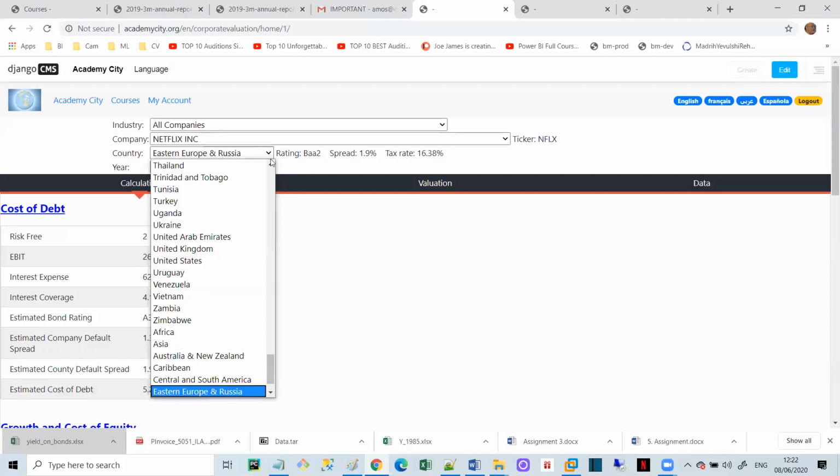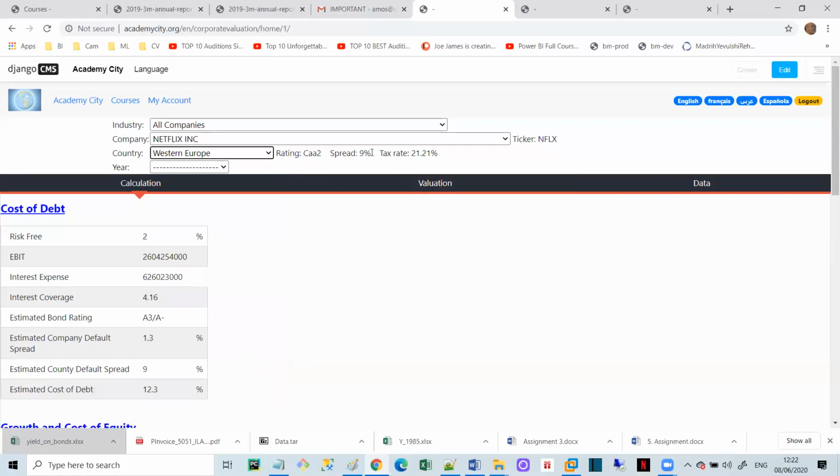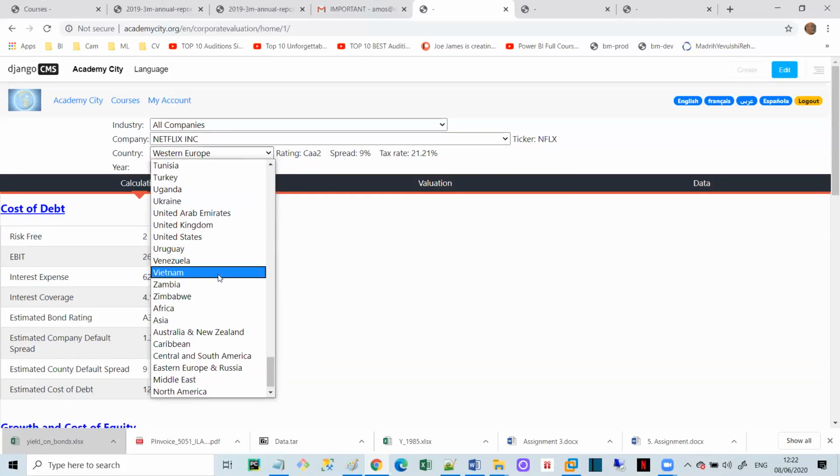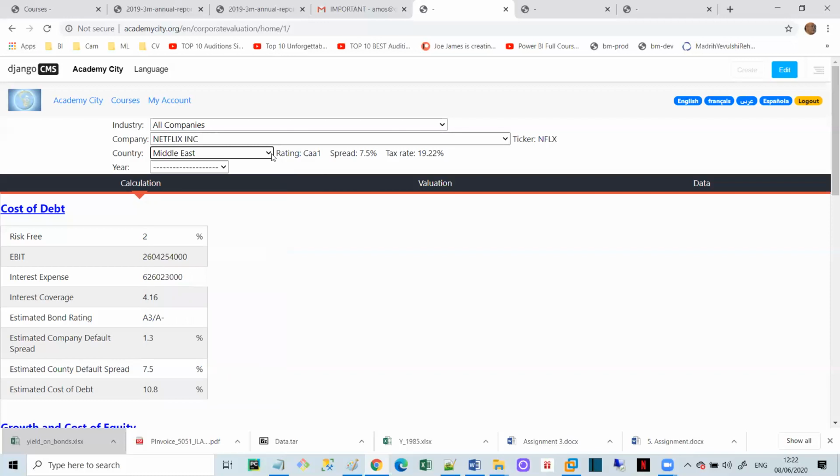I think this is a typo, I have a feeling. This probably should be 0.9%. I need to double check that. But I think those numbers are already taken from those services. So I'll just double check. This seems like a little too high, but who knows? Middle East, okay, 7.5. That makes sense.